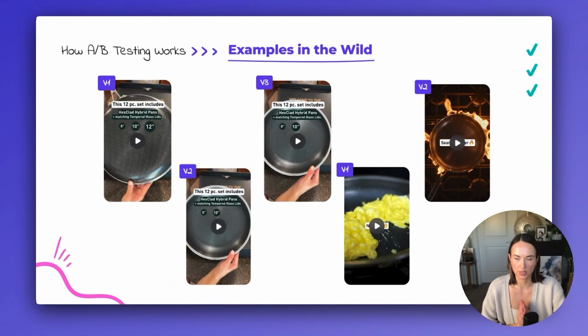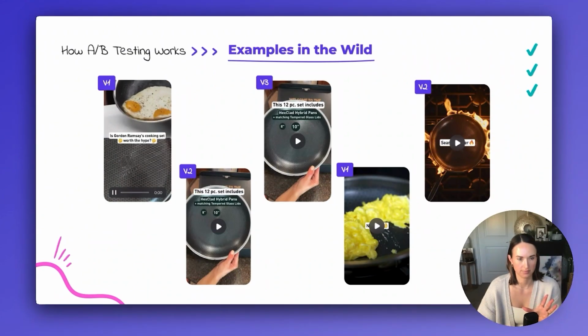Now I'm going to go through and show some older school A/B testing that we no longer do or should be doing because of Meta's AI change when it comes to their algorithm. We'll talk more about that shortly, but let me just show you what I mean by A/B testing between 2018 and late 2023, early 2024.